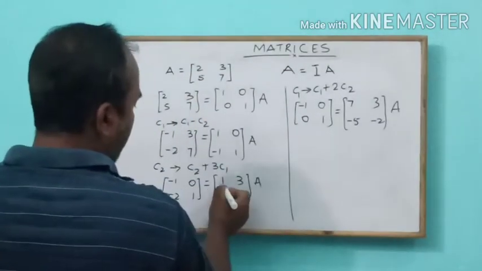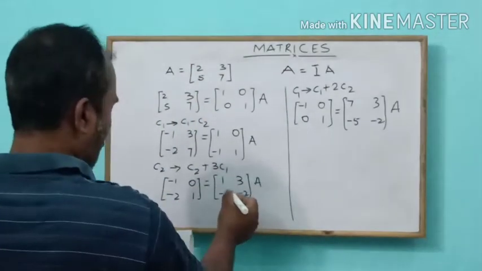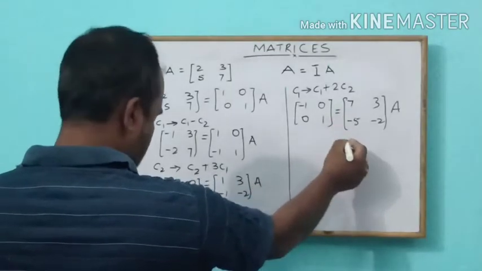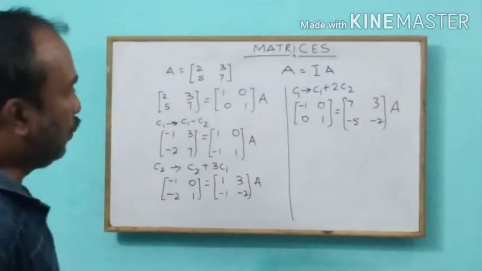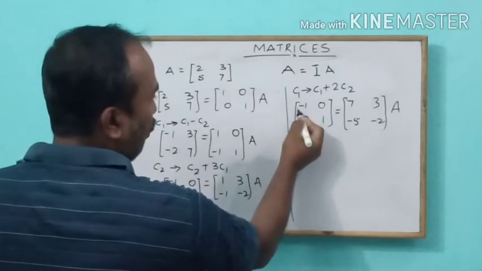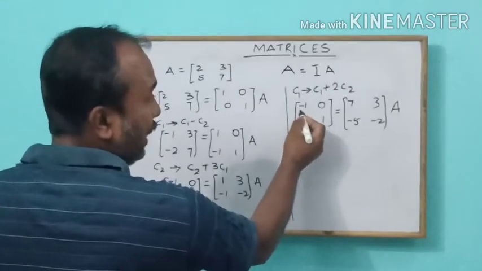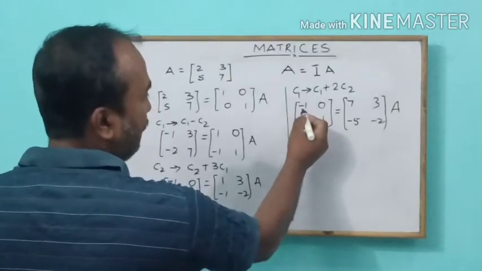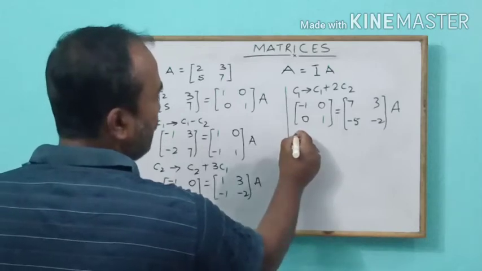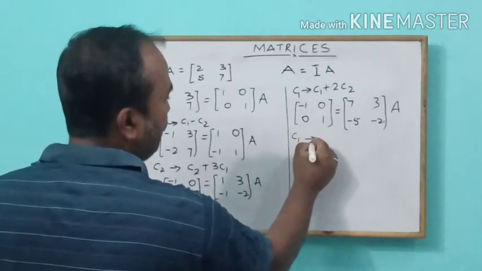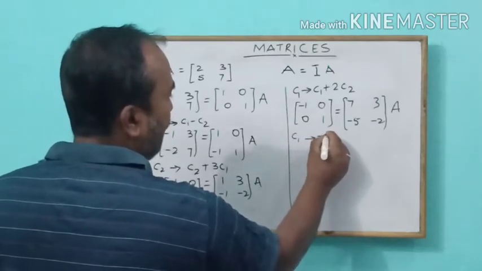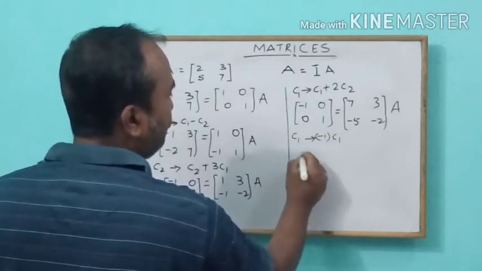So this will be 7, 3, minus 5, minus 2. Okay. Now the only thing which is disturbing is minus 1. Then it becomes the identity matrix if I can remove this negative. So what I am going to do is change C1 by minus 1 into C1.